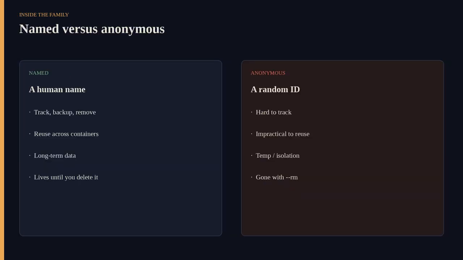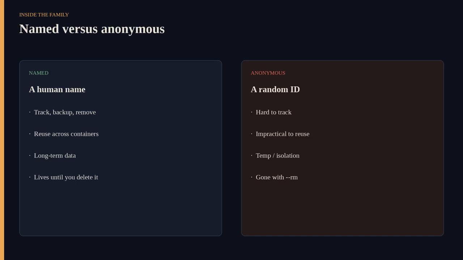Even inside the volume family, there is a fork, named versus anonymous. A named volume gets a custom human-readable name, myvol, demovolume, MongoVol. You can track it, back it up, remove it on purpose, and point many containers at the same name. It is built for long-term data, databases, configuration, anything you will still care about next week. An anonymous volume gets a random, long alphanumeric identity, no nickname, hard to track, easy to lose in a list. Reusing it means hunting the specific identifier, which is impractical. These suit temporary storage or a bit of state isolation you do not intend to curate.